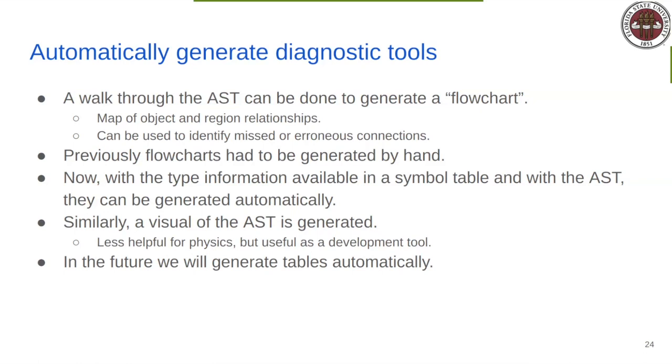This isn't the only diagnostic tool that we have currently, but we can also make a nice printout of the AST. It stands to reason. If we walk through the AST, we can print it, right? And this is very helpful, maybe not for physicists, but for developers, to create this visual so that when new features are added, this is a way to check for the correctness of the AST. In the future, we intend to be able to generate tables from data in an analysis in a similar manner.